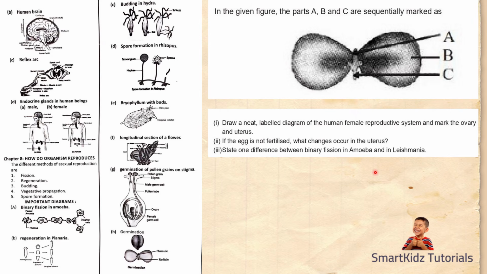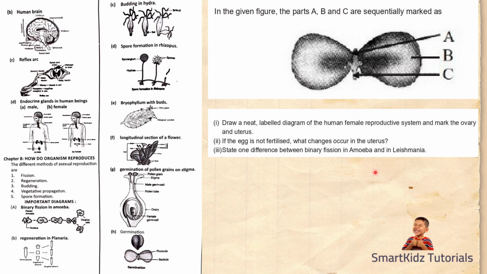So leishmania causes kalazar. Okay, kalazar. And something like plasmodium will divide into many daughter cells. That is multiple fission, of course. So you can have binary fission or you can have multiple fission.